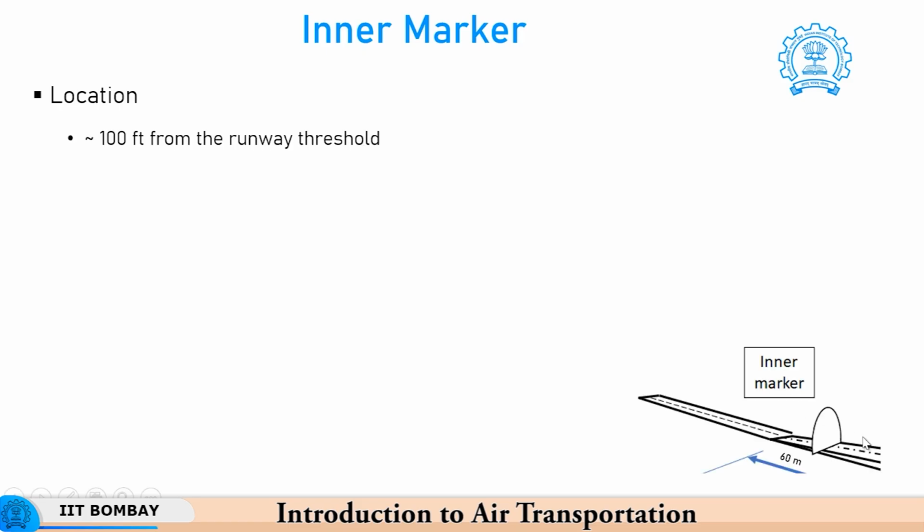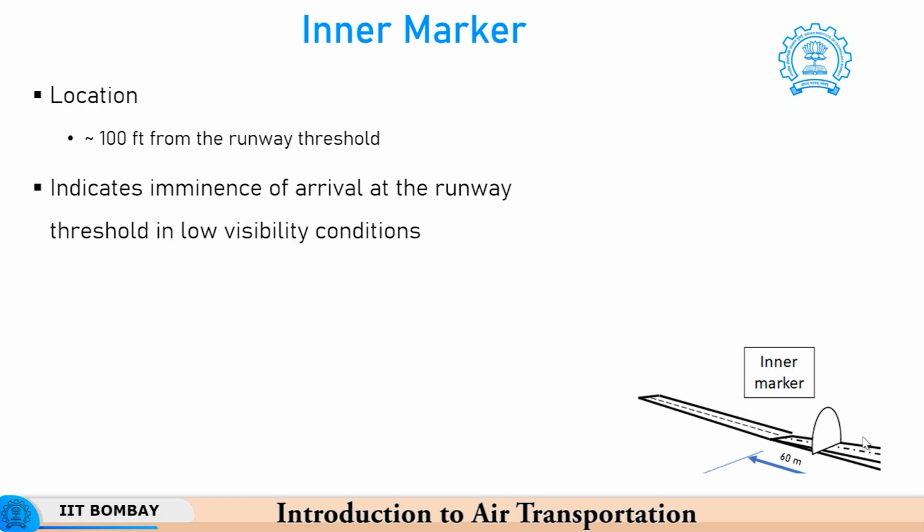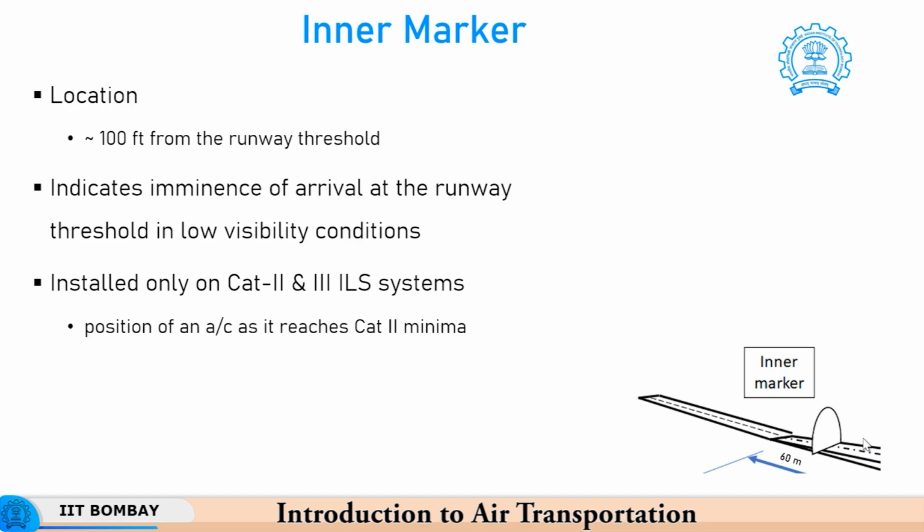The inner marker is located approximately 100 feet or 60 meters from the runway threshold. This indicates the imminence of arrival of the aircraft at the runway threshold in low visibility conditions. And the inner marker, as I mentioned, is omitted on low category ILS systems. It is installed only in category 2 and category 3 systems, because the position of the aircraft as it reaches the Cat 2 minima is roughly at the inner marker.